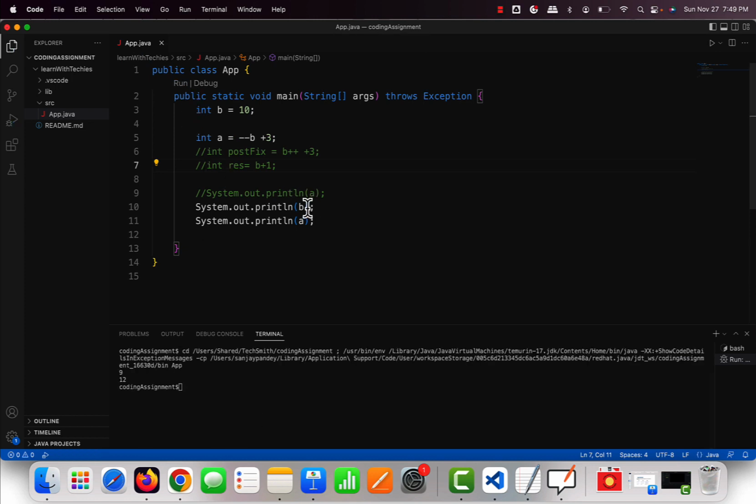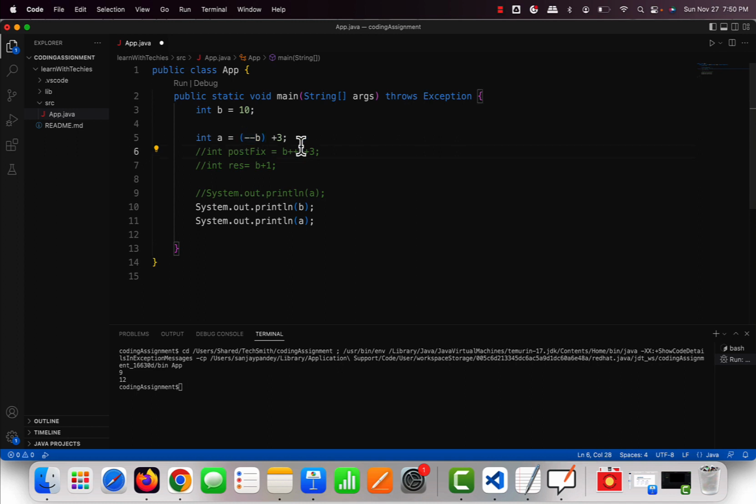So if you see, b value is 9, which is expected, 10 minus 1, 9, and a value is 12 because now this whole value is 9. So 9 plus 3 equals 12. So here if you see, the precedence is also given to this only. It's something like this. If it's easier for you to understand, you can always put a parenthesis, or you can understand it like this. So first this is executed, it's 10 minus 1, 9, then plus 3 is done, 9 plus 3, 12.